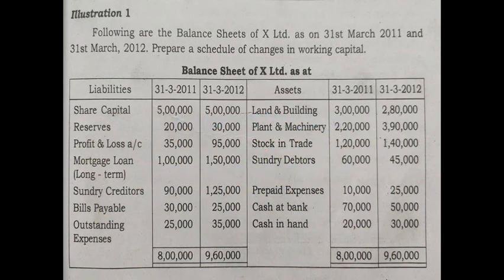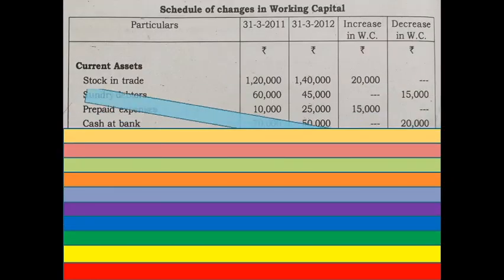Next item, cash at bank. Cash at bank in 2011 it was 70,000, in 2012 it was 50,000. So there is a decrease in current asset by 20,000. 20,000 means the difference in these amounts. So you will get 20,000 and that amount has to be shown in the decrease in working capital column, because any current asset whose decrease will lead to decrease in working capital, and the difference amount has to be shown accordingly.